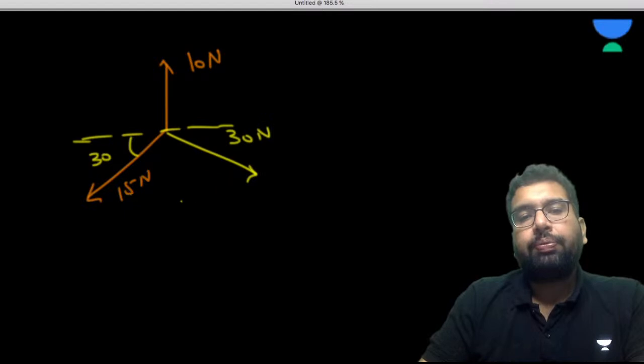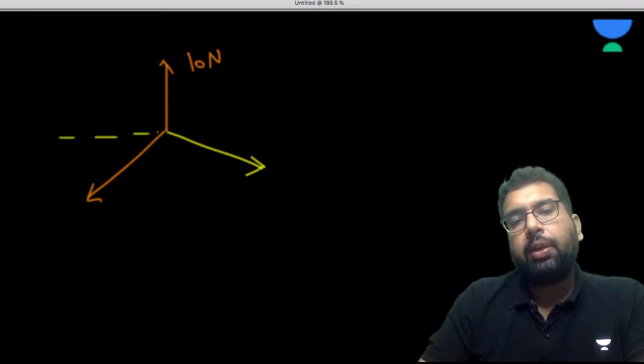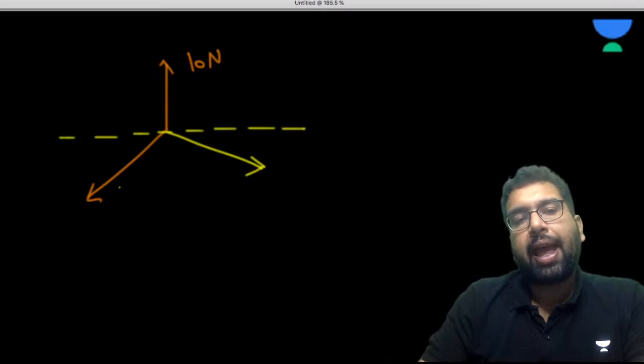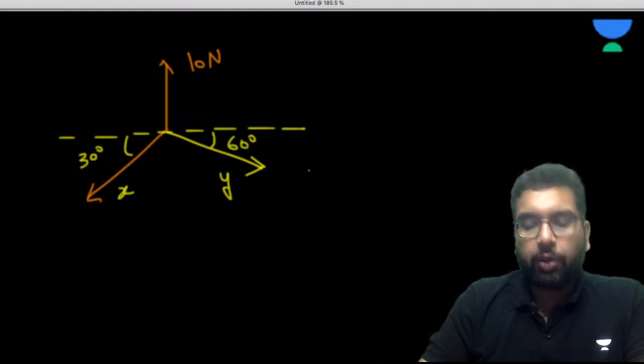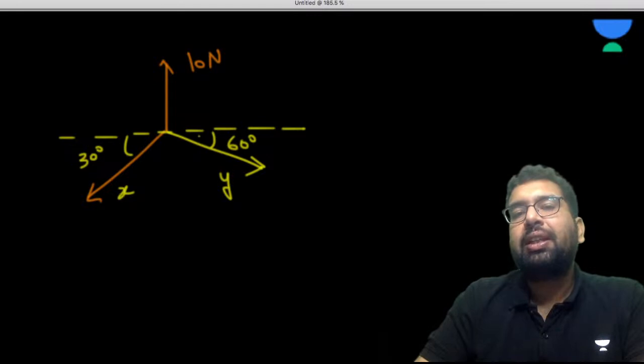Give me a moment. Yeah, so I'll just make it like this. Now it says this is x, this is y, this is 10, this is 30 degree, this is 30 degree, this is 60 degree. Now you need to find x and y. You can use this thing here very quickly and can find x and y.